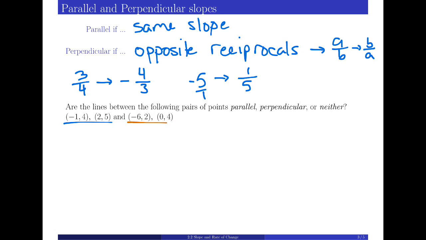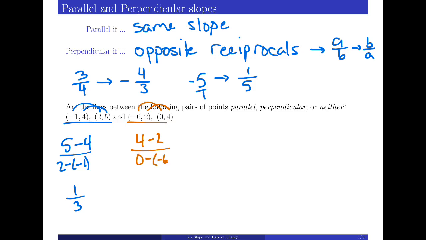So setting up with the first one, I'm going to do 5 minus 4 over 2 minus that negative 1. That gives us 1 over 3. So our slope there is 1/3. For our second pair of points, I'll go 4 minus 2 over 0 minus that negative 6, which gives us 2 over a positive 6, which is 1/3. So our slopes are the same, so these two lines are parallel.